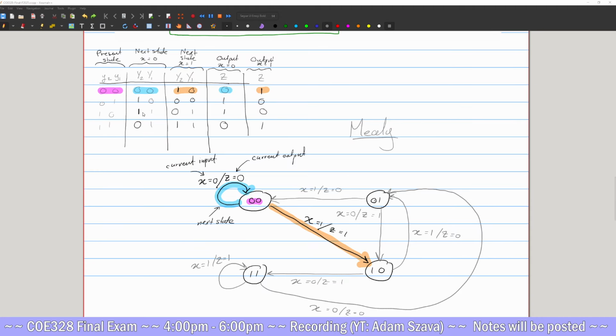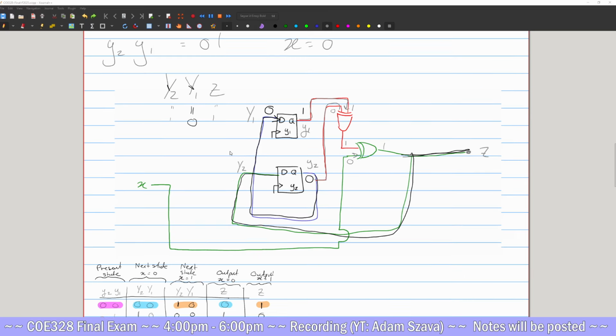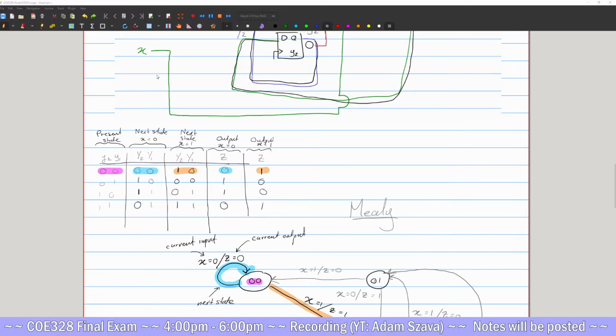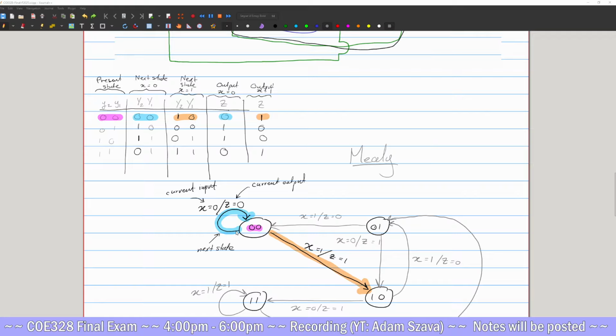So is the X equals 0 the next state? Well, the X is the input. Remember, X is the input in our circuit, right? So I put the X over here. X is just like a switch. Imagine a switch on the board, and Z is an LED on the board. So X is a switch on the board. The next state is where the arrow is going.